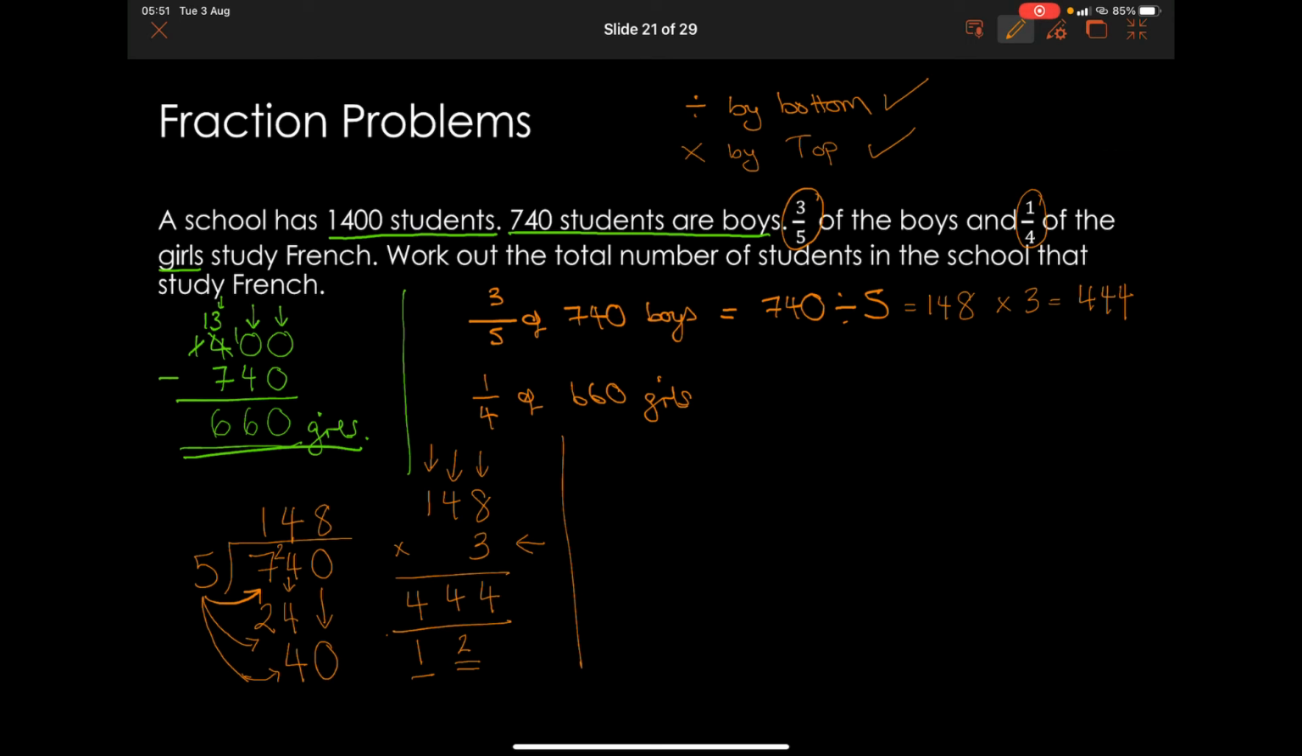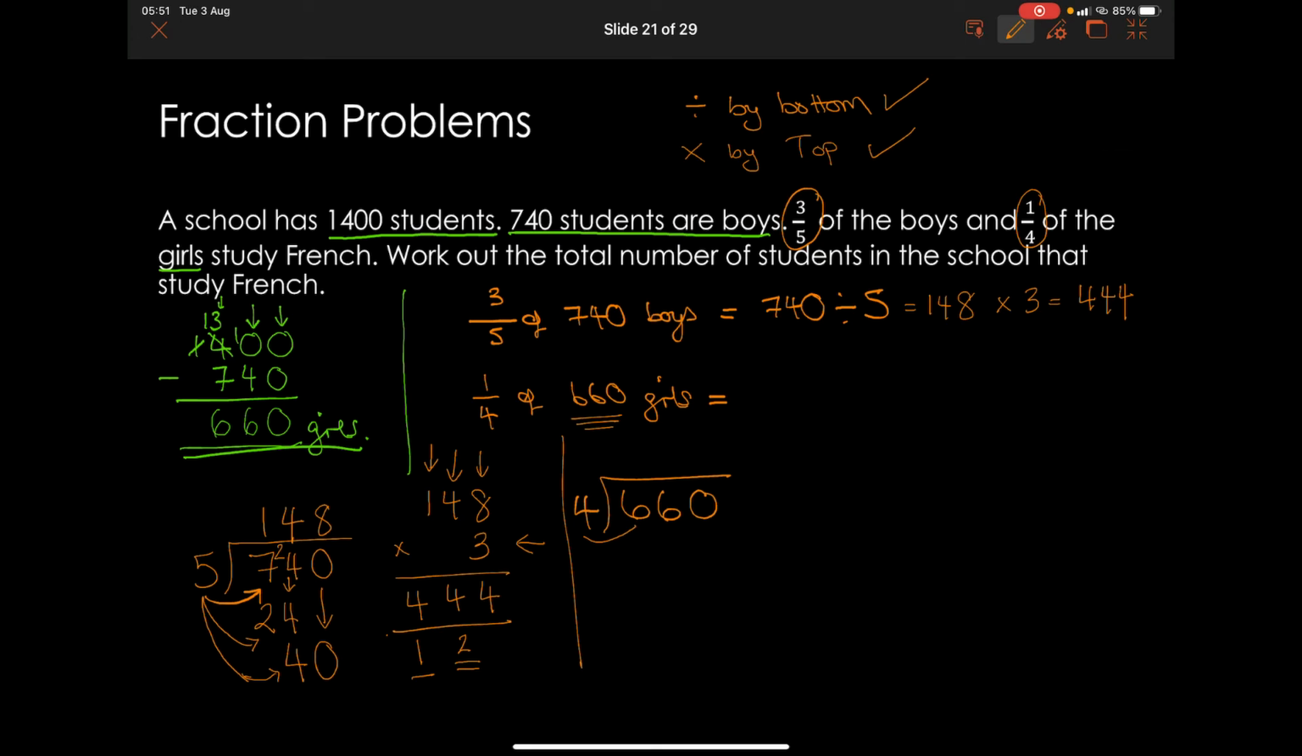Let's move on to the girls then. It says a quarter of the girls study French. Now, you could sit and do 660 divided by 4. Okay, because remember we divide by the bottom number. The other way you could do it is you can half 660 and then half it again, because a quarter is the same as halving it and halving it again. Now I'm going to show you the bus stop method because it will be really good for you to see it again. But if you half it and half it again, that will give you your answer as well.